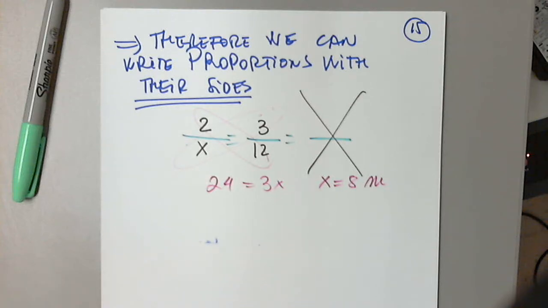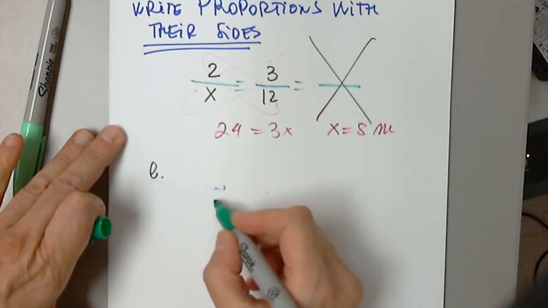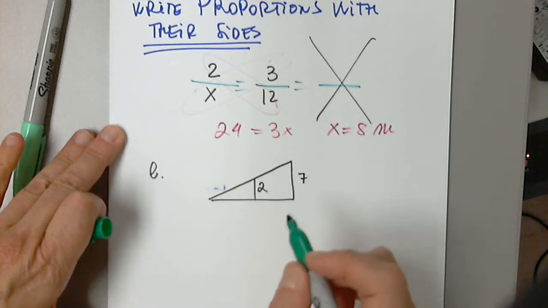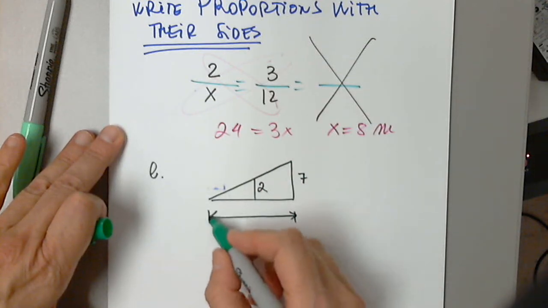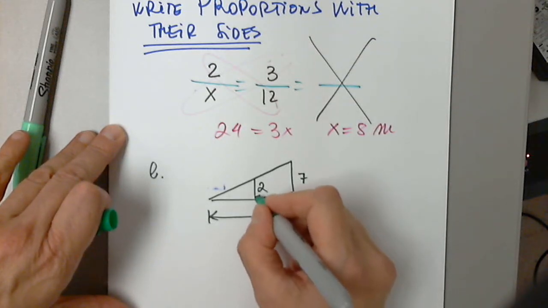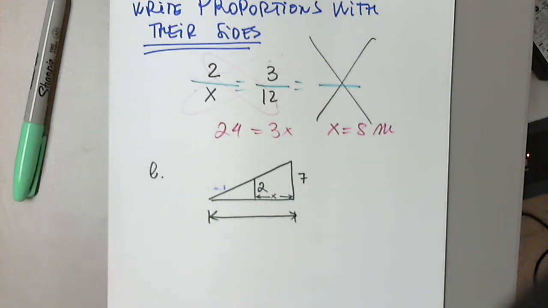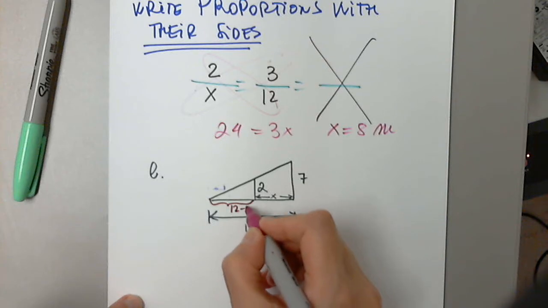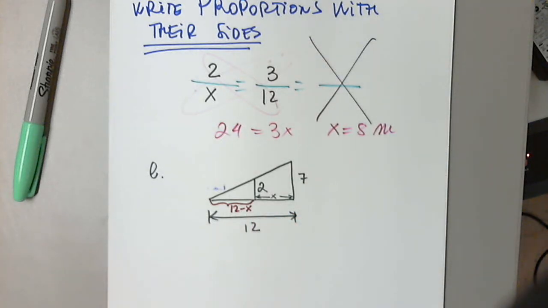So now, in part B of the problem, we have 2, 7, 12, and how far from the wall is he? X is this piece. So this is still 12. And this piece will definitely be 12 minus X. All I have to do is go back to the proportions.